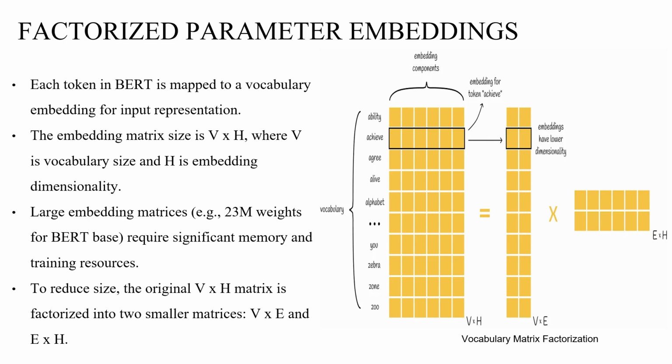So ALBERT provided a solution for this. ALBERT factorized the original V cross H embedding matrix into two smaller matrices, V cross E and E cross H, where E is a smaller embedding dimension, significantly reducing the number of parameters. This reduces the parameter count of the embedding without affecting the model's overall performance. For example, the embedding size is reduced from 768 in BERT to 128 in ALBERT.